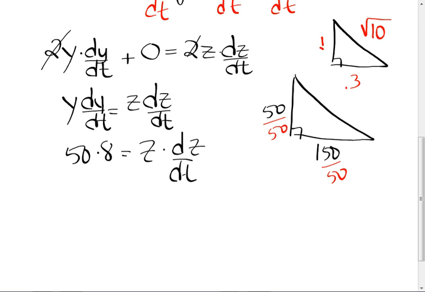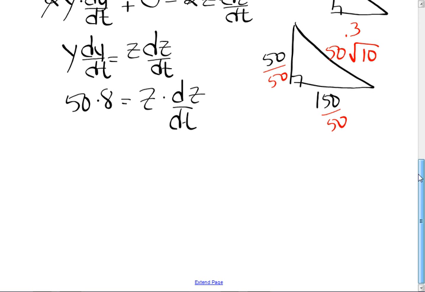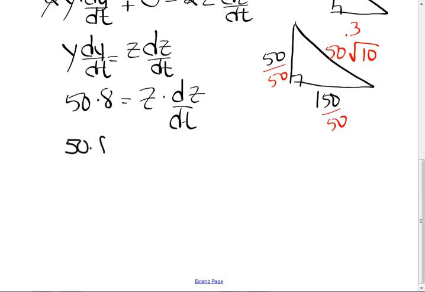So that's the square root of 10, but to get back to this, we have to multiply by 50. Now, if it's a calculator, you can use your calculator. Or you could even leave it, the square root of 50 squared plus 150 squared. Who cares? If it's free response, we don't care. So 50 times 8 equals 50 times the square root of 10 times dz dt.